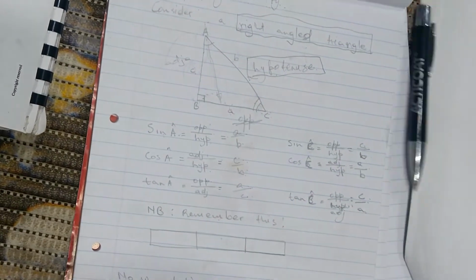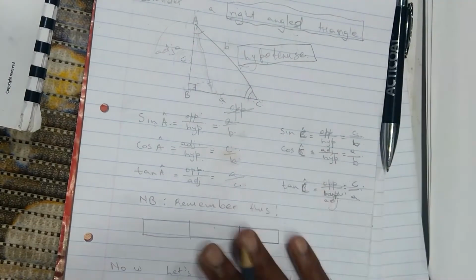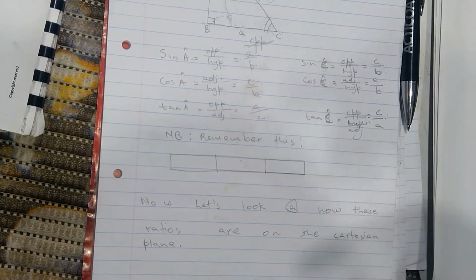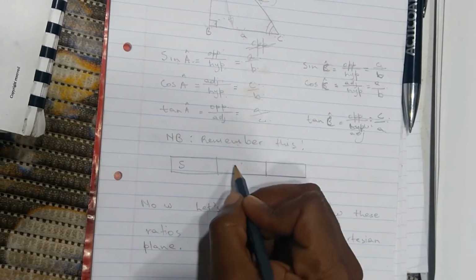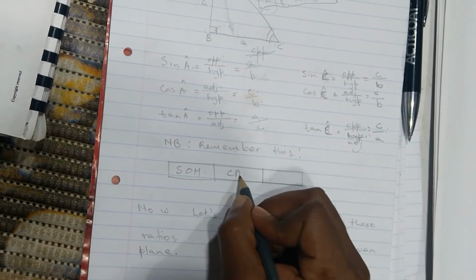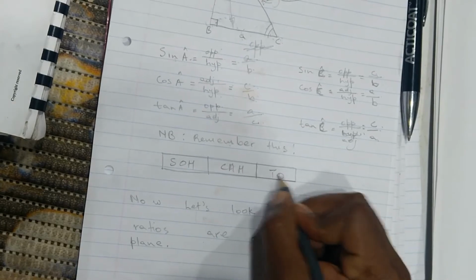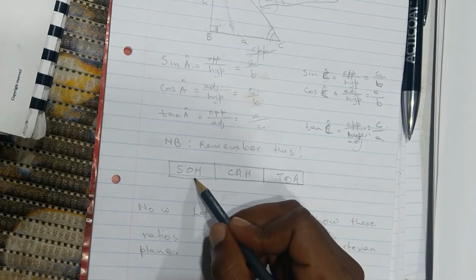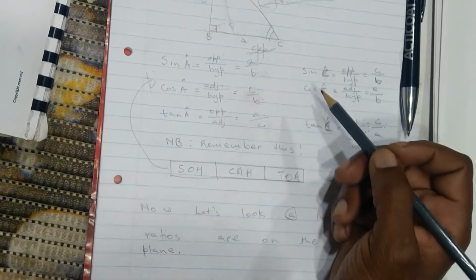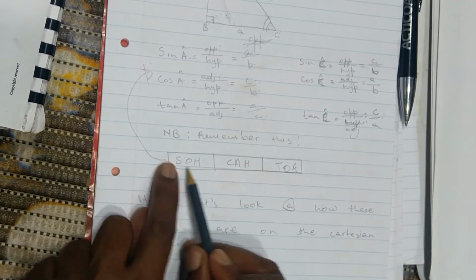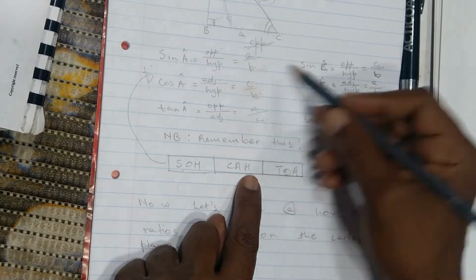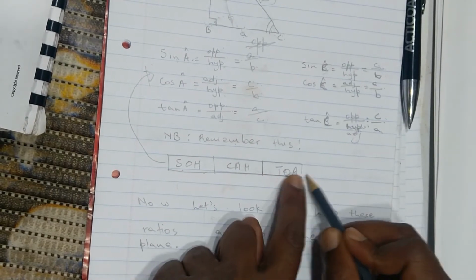So one thing that I want us to look at now: if you jog your memory back to grade 10, we introduced an acronym for you, SOH CAH TOA. And basically this explains all of these things. Sine is opposite over hypotenuse, and cos is adjacent over hypotenuse, and then tan is opposite over adjacent.